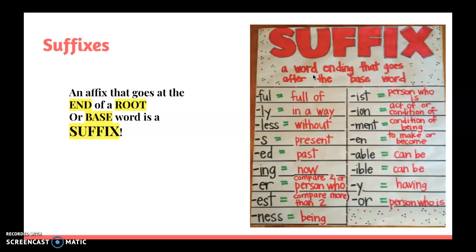So you guys are going to be essentially writing your own story using 5 or more suffixes that you can. This anchor chart will be up for you to refer to as well, and I want you guys to try your hardest to remember that the prefix is at the beginning of the word and the suffix is at the end of the root or base word.